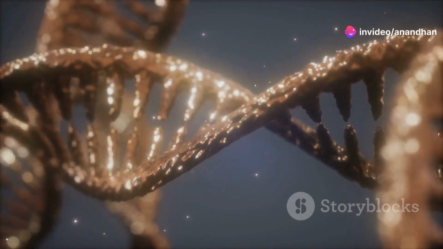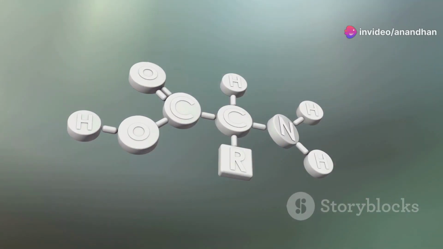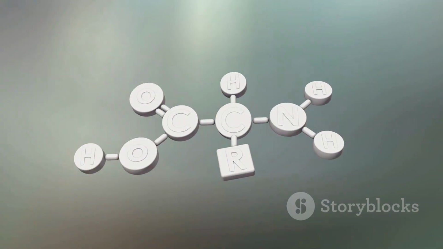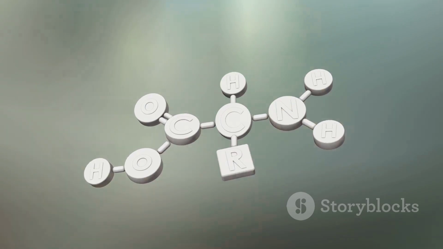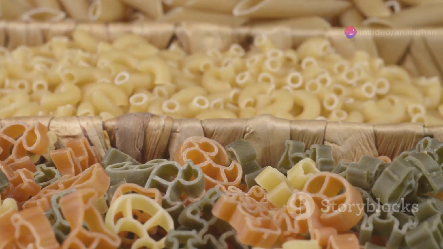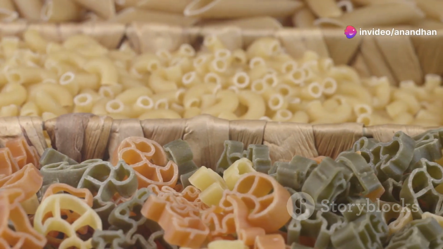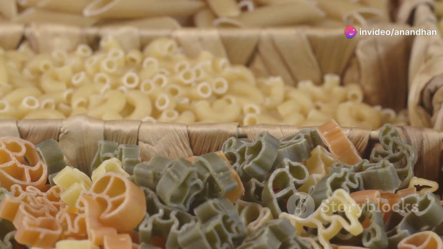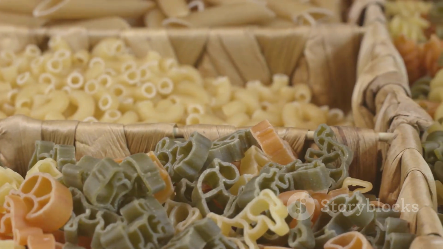Hydrolysis involves the addition of water molecules to break the bonds between monosaccharides, making the energy stored in polysaccharides accessible for cellular processes. Polysaccharides are found in a variety of foods, including grains, vegetables, and legumes. Consuming these foods ensures a steady supply of energy and essential nutrients.